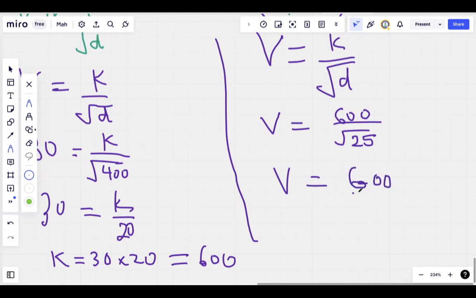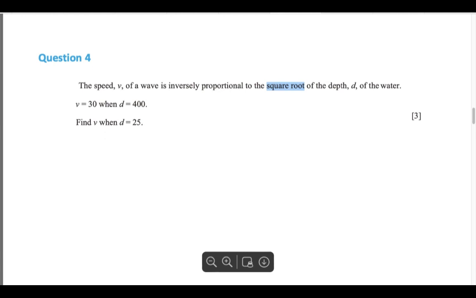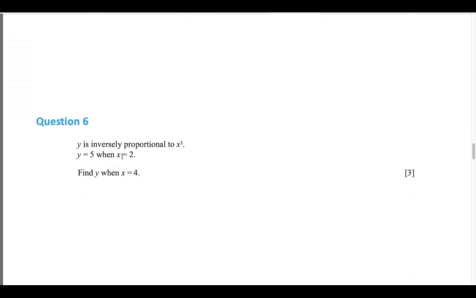600 divided by 5. Okay, 5 going into 60, we get 12, so we get 120. So that would be the V, the speed. Is that okay? Yeah, I got that answer. Okay, great. Let's see, one of the inverse we saw just now, let's take a look at that. This one is inverse.